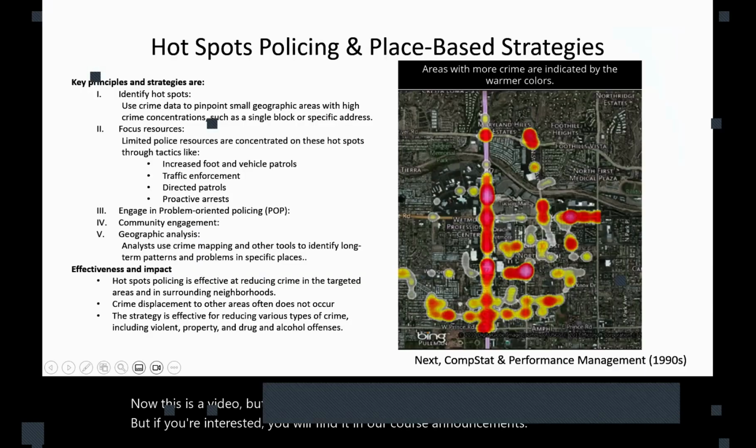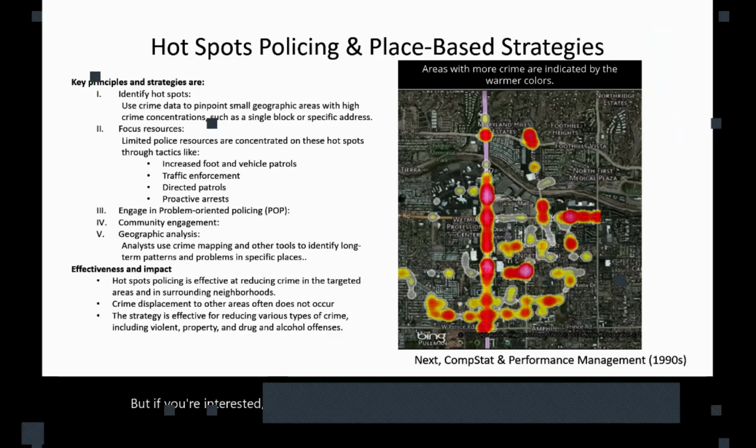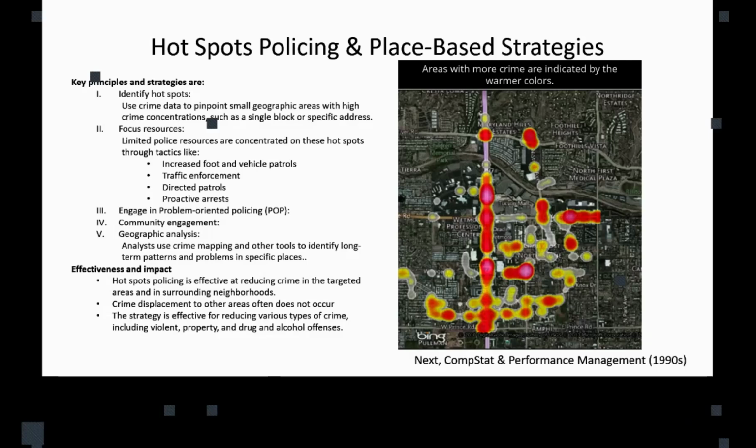Hotspots policing is a place-based strategy that focuses police resources on small, high-crime areas to reduce crime and disorder. It is based on the principle that a disproportionate amount of crime occurs in a small number of locations, and that targeting these specific places can be more efficient than a broad approach. Strategies include increasing visible patrols, using problem-oriented policing, and engaging the community at these specific locations.